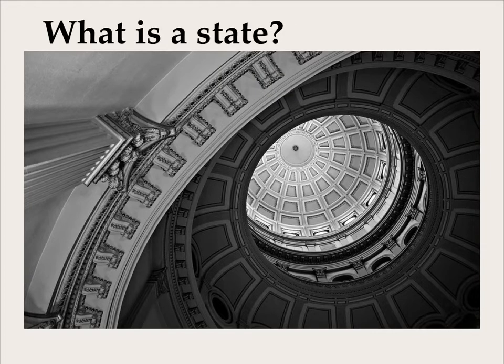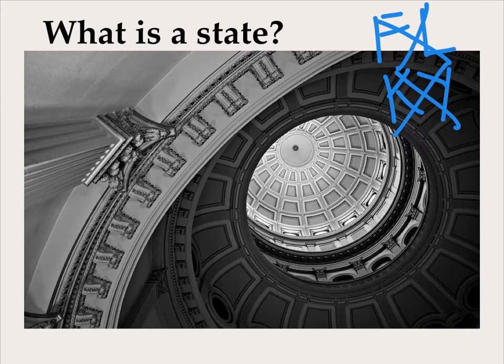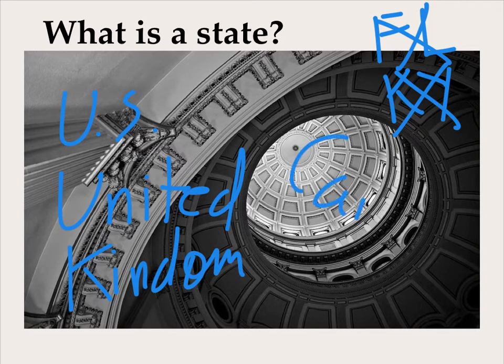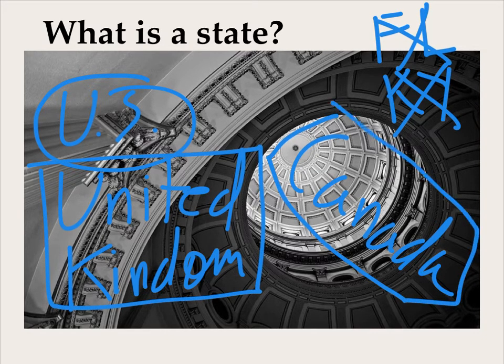So let's talk about it a little bit. So what is the state? It's kind of this fuzzy definition. So if I start talking about states, you may think about things like Florida or Kentucky, or take your state. But this is actually not at all what we mean. What we're talking about are things like the U.S., the United Kingdom, or Canada. This is what we mean generally when we talk about a state. It is that biggest, most important government institution.